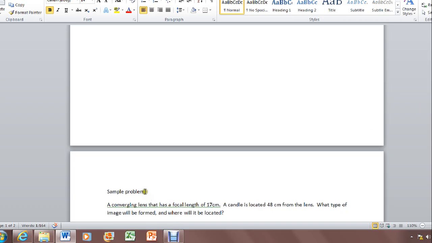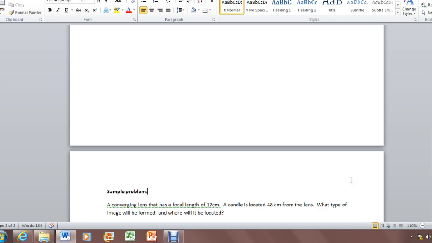So here's our problem. We've got, let's say, a converging lens with a focal length of 17 centimeters. So that's going to be on the opposite side of the lens. And if we put a candle 48 centimeters from the lens, what type of image are we going to get? And where is it going to be located?